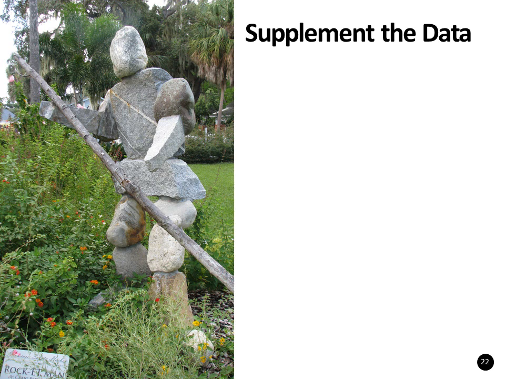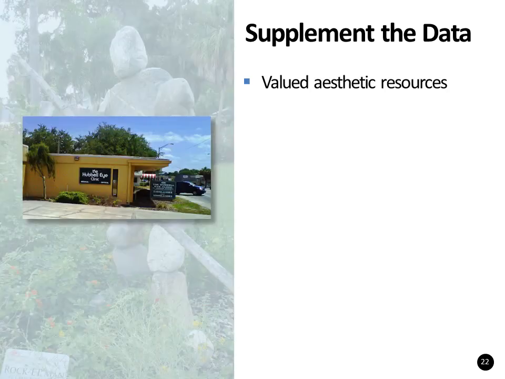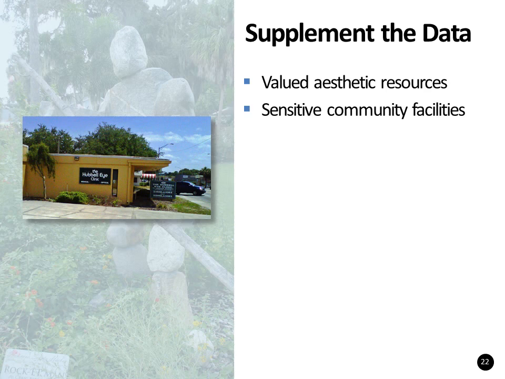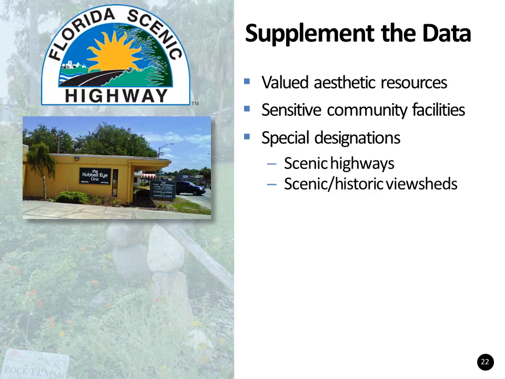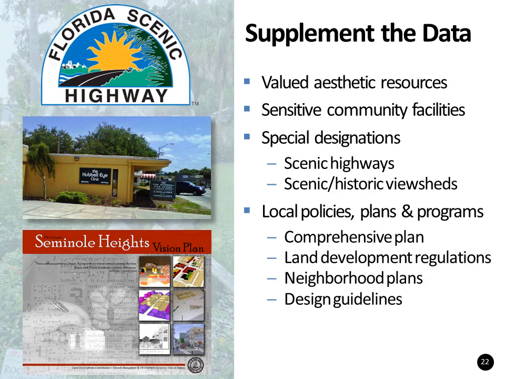Supplement the database information as needed to fully portray the community's aesthetic resources, character, and goals. Interview local government planners to find out if additional information is available, such as that about valued aesthetic resources, sensitive community facilities, special designations, and local policies, plans, and programs applicable to the study area.